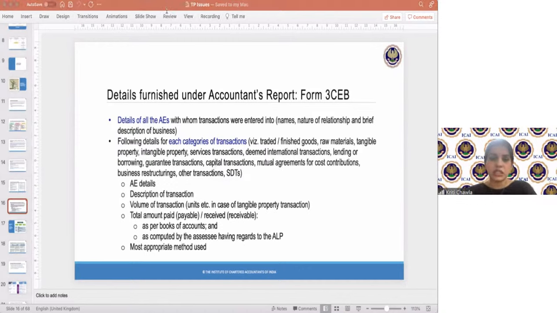Any questions here? Then I'll move to more documentation that we have in India. Okay, any other question that I should address?